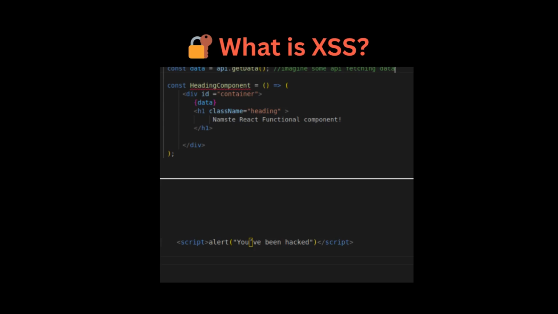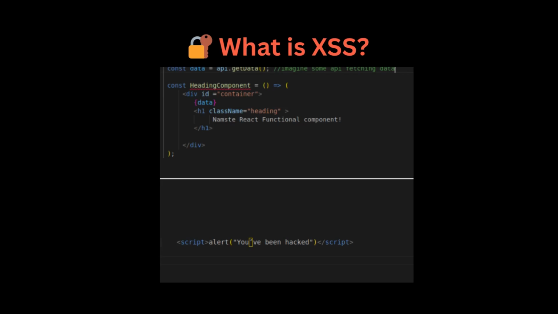Cross-site scripting is a type of vulnerability where an attacker can inject malicious scripts into your website or app. If not handled properly, this script can run in your users' browsers, allowing the attacker to steal cookies, read session storage, hijack accounts, and even gain access to sensitive browser data. Scary, right? Let me show you a simple example.